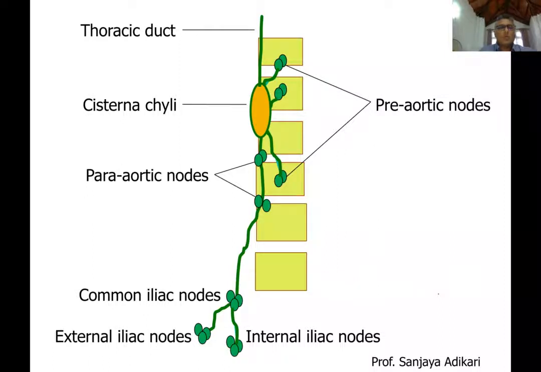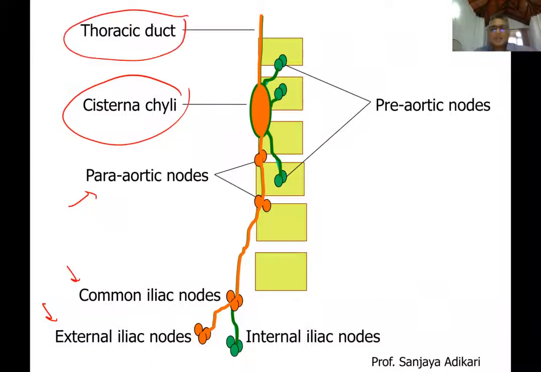Then, as I said before, all inguinal lymph ultimately drains into the external iliac, then from there into the common iliac, then from there into para-aortic nodes. From the para-aortic nodes, they enter the cisterna chyli, and through the thoracic duct, they enter the circulation back in the neck, the root of the neck.